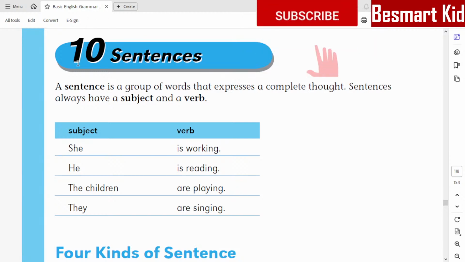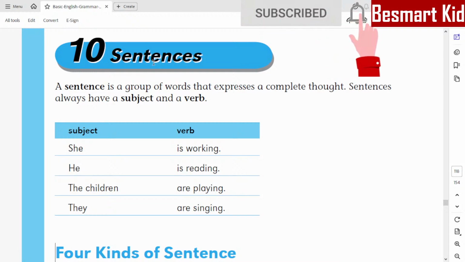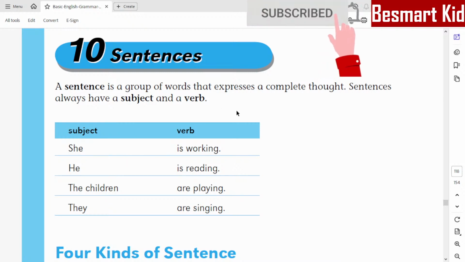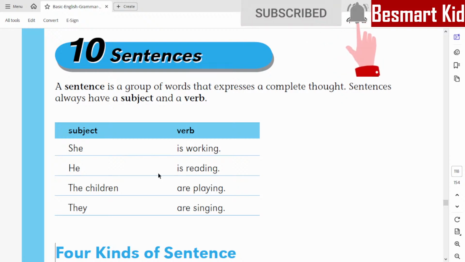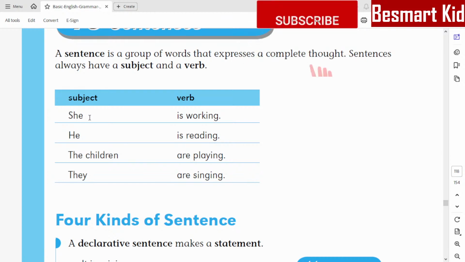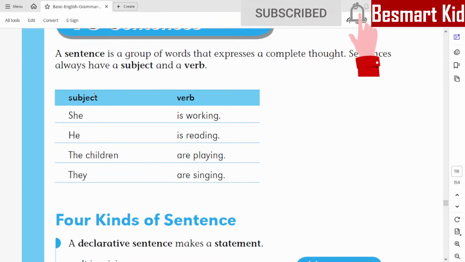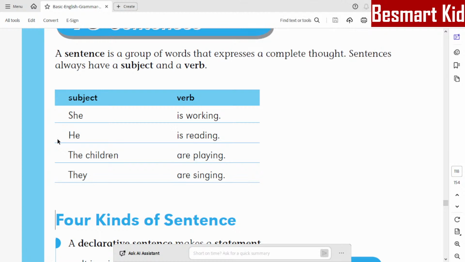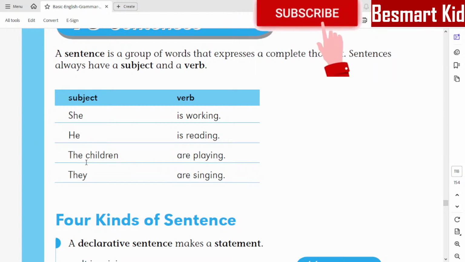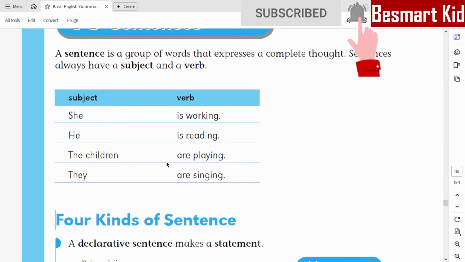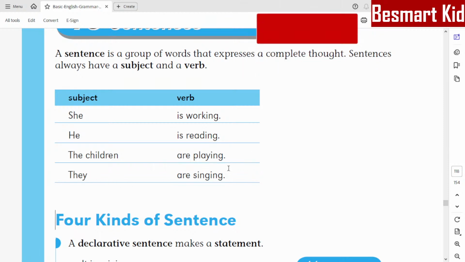Today we're going to have chapter 10, which is sentences. A sentence is a group of words that expresses a complete thought. Sentences always have a subject and a verb. Here we have a subject and here we have a verb. She is working. He is reading. The children are playing. They are singing.